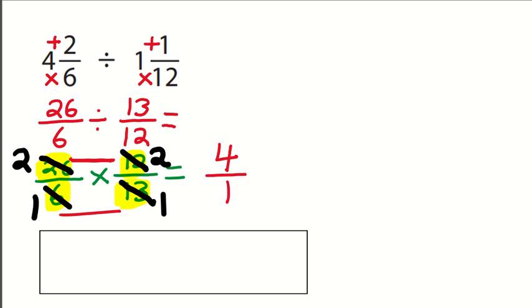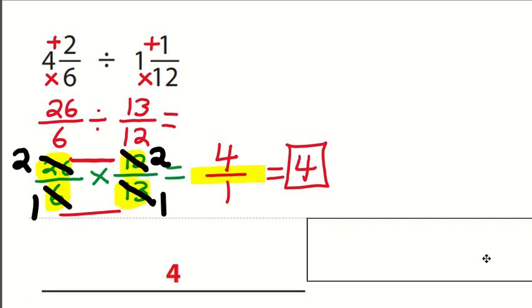And remember, this is a division problem. 4 divided by 1 equals 4. So our answer is nice and pretty. It's just a 4. Now, let's do a couple more examples and then we'll call it.